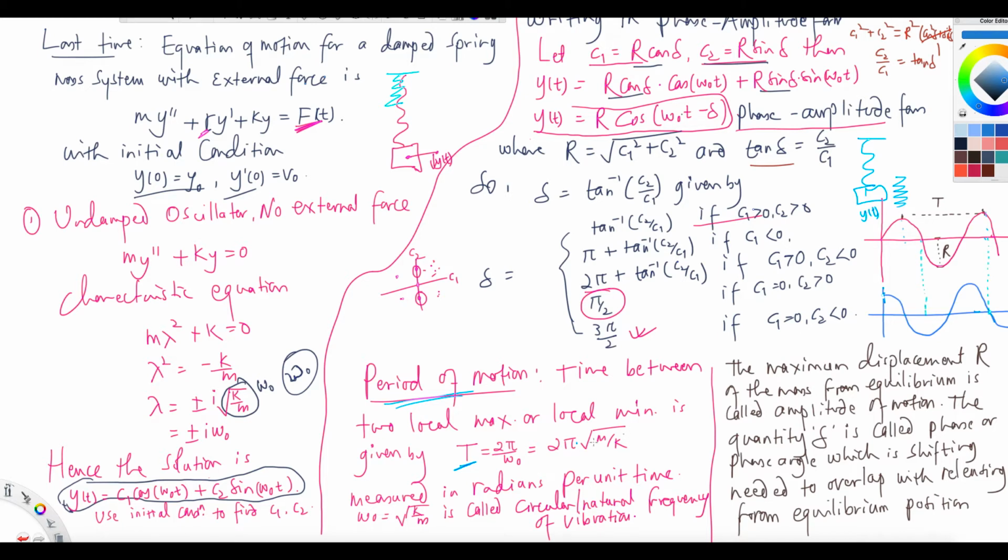All right, so the next one. Omega 0 is measured in radians per unit time. And omega 0, the square root of k over m, is called the circular or natural frequency of vibration. Okay guys, next is the maximum displacement r of the mass from equilibrium, which is called the amplitude.